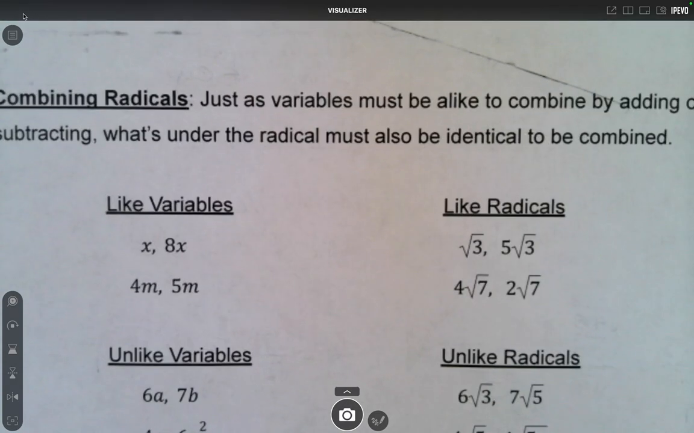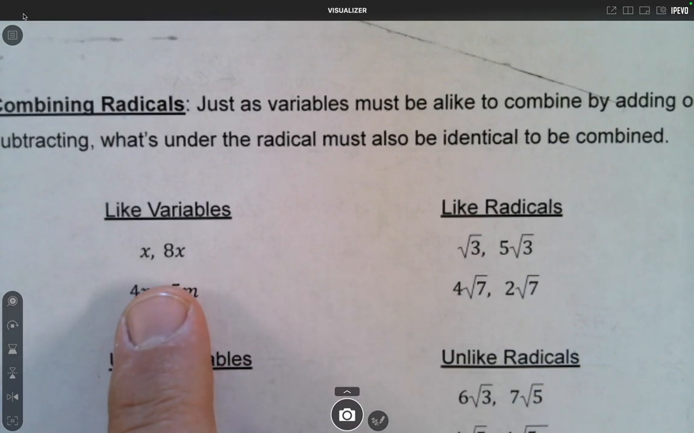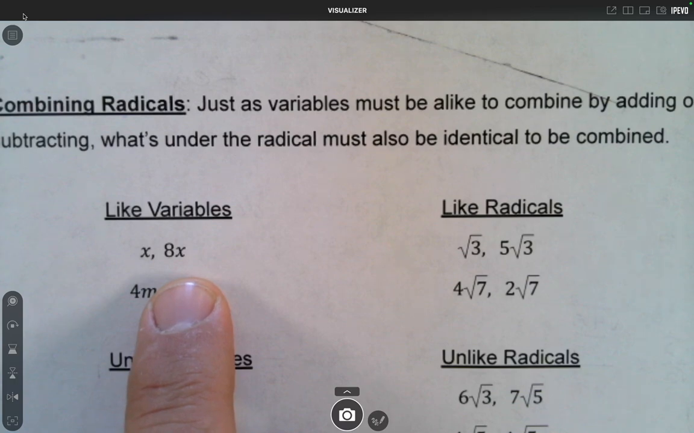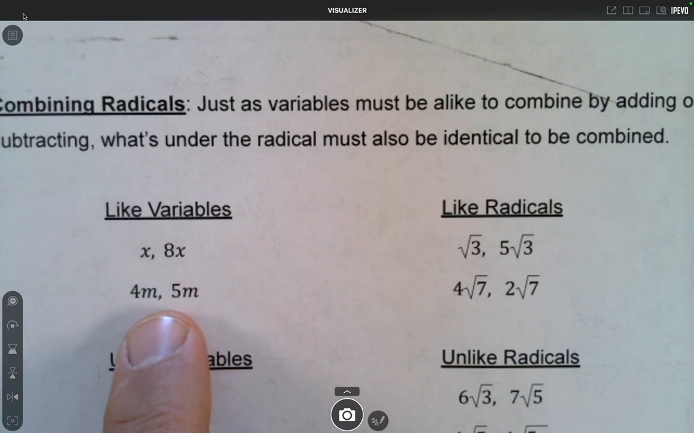Okay, now we're still talking about radicals on the back of the page here, but we're not talking about simplifying them. We're talking about combining them. Just like with variables, we had to make sure they are alike. We have to do the same with radicals. So x and 8x, those are like terms or like variables. 4m and 5m are like variables.